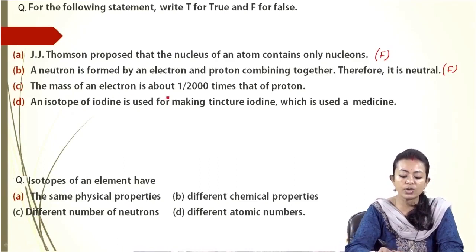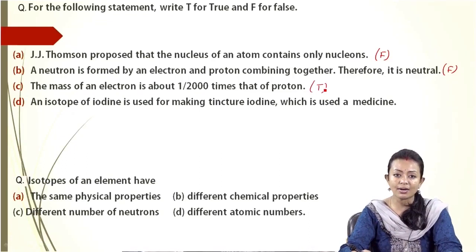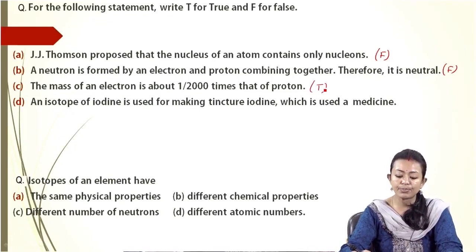The mass of an electron is about 1 by 2000 times that of a proton. This is true. We know that electrons are 1 by 2000 times less in weight than a proton.